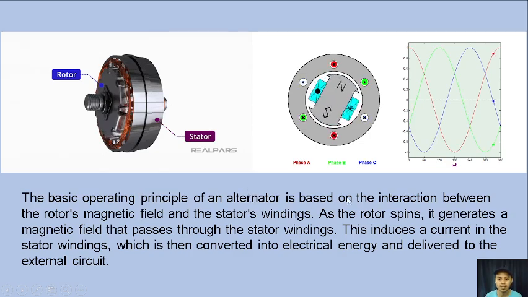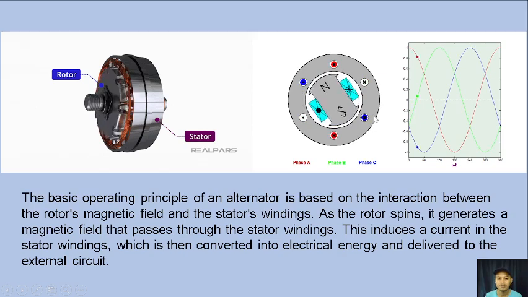So the basic operating principle of an alternator or generator is based on the interaction between the rotor's magnetic field and the stator's winding. Inside, the one that is rotating is the rotor. The stator has different wires in it, and that is its windings. As the rotor spins inside, it generates a magnetic field that passes through the stator winding.